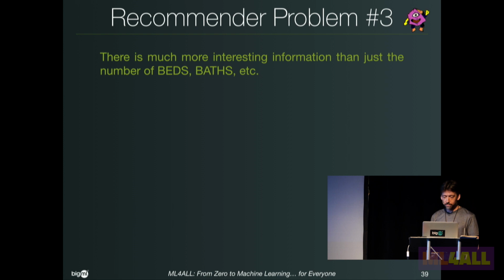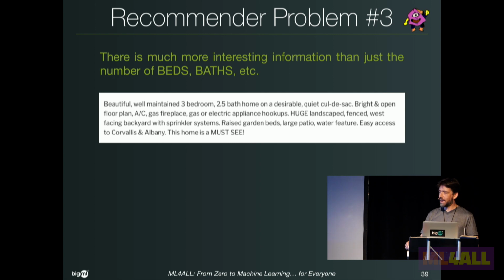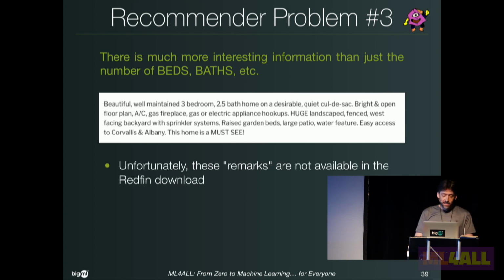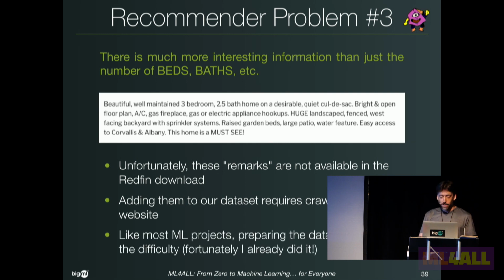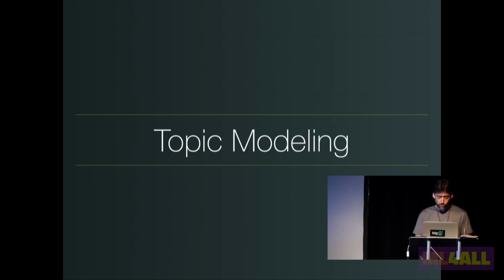Recommender problem number 3. There's much more interesting information than just the number of bedrooms and bathrooms. Imagine this. Somebody who was selling this house, this is real data, by the way, hand curated this information. They somehow felt that this was the most important thing you need to know about this home, right? I mean, they probably spent at least 30 seconds writing that. Okay, must see. Unfortunately, these remarks are not available in the download, and so adding them to our dataset requires crawling the website. And like most machine learning projects, preparing the data is 80% of the difficulty. Fortunately, I already did it for you.